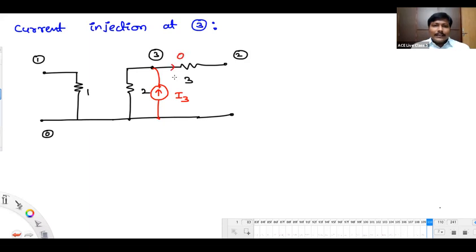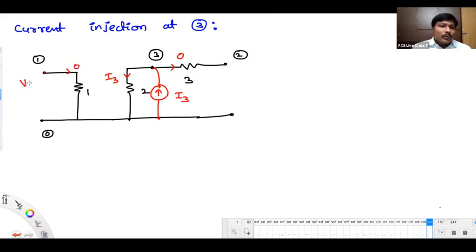So this will carry 0 current now. The 3 per unit will carry 0 current. I3, whatever you have, it will circulate in this loop. And you know, this branch is not going to carry any current.